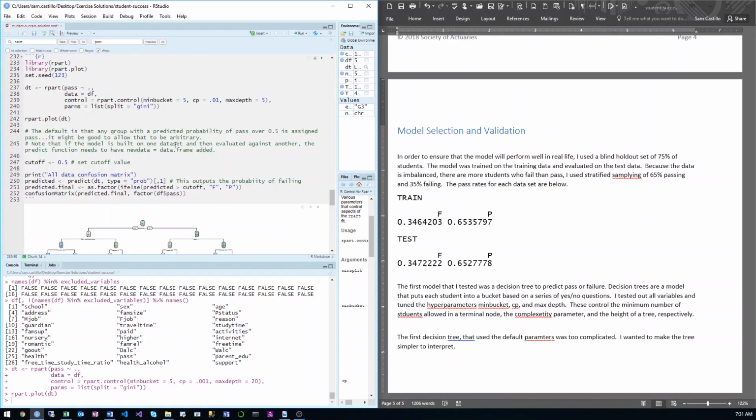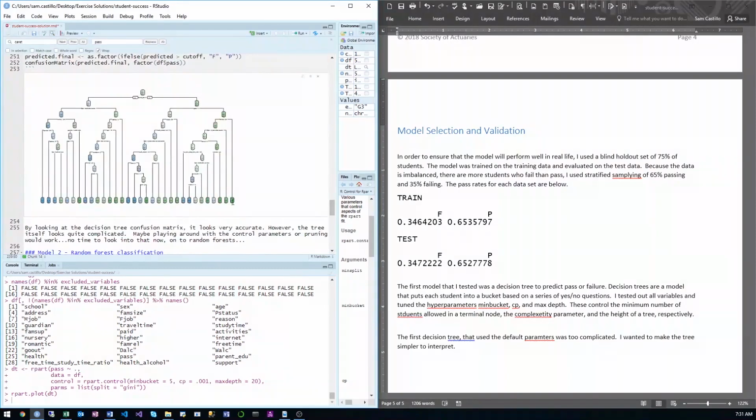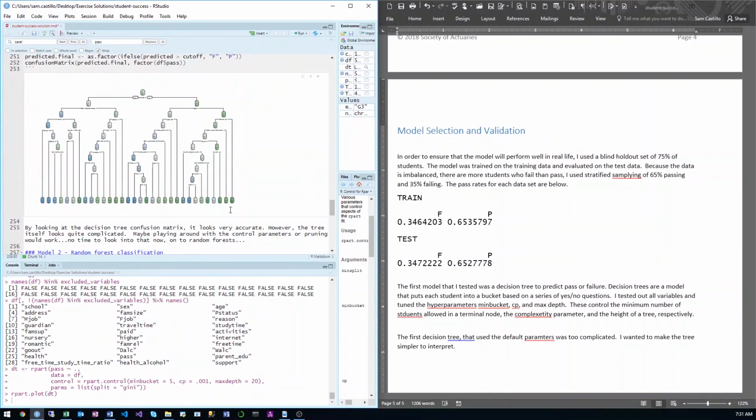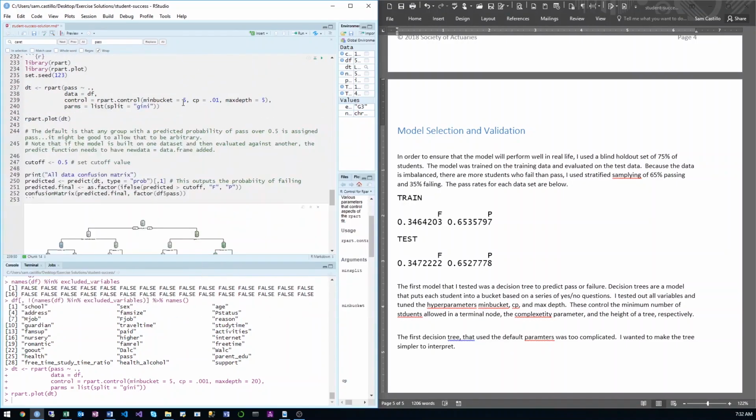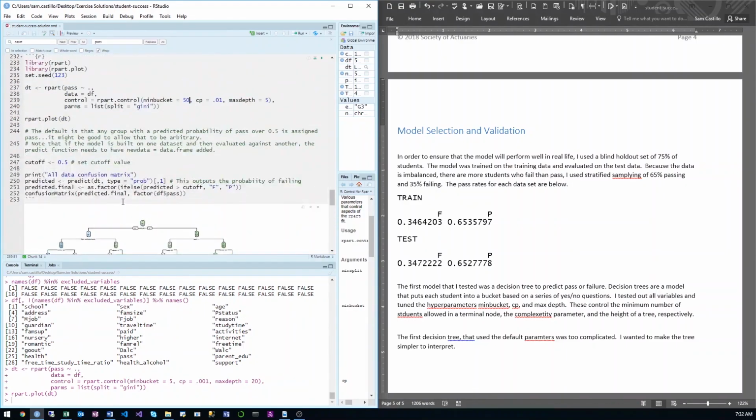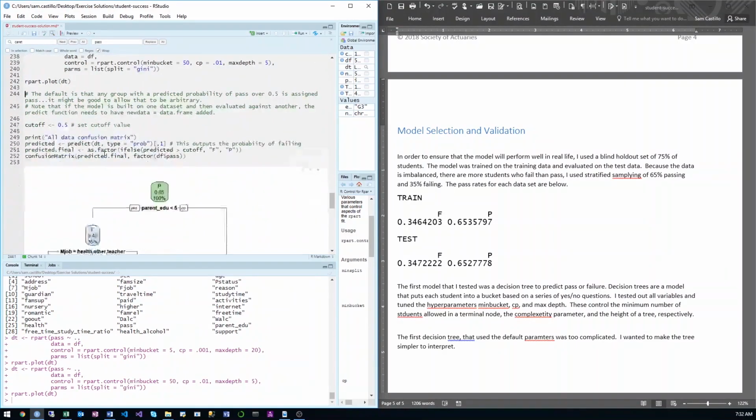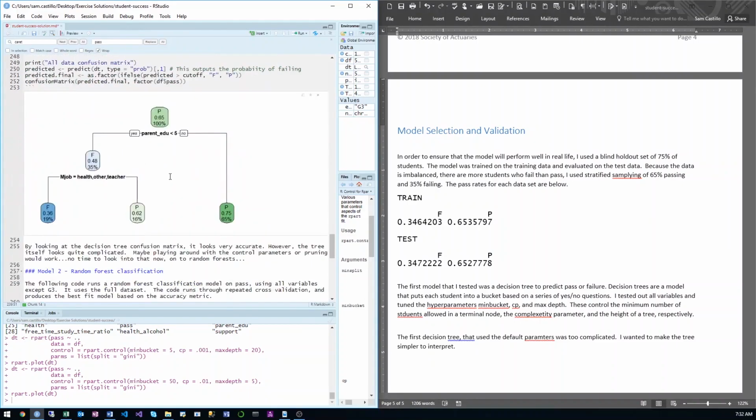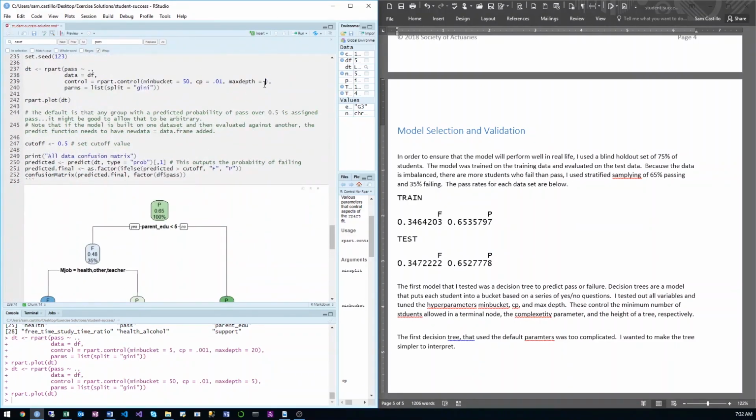And the min bucket is the minimum number of observations that are allowed in one of these terminal nodes. So if this number is really small, then you could be overfitting, like there could be 5 observations in this bucket and 5 observations in that bucket. If you increase this number to, let's say, 20, 50, it means that the tree will have fewer end branches. And now if you look at the tree, you'll see that it's very simple. This is maybe a little bit too simple. So let's relax these assumptions a little bit.